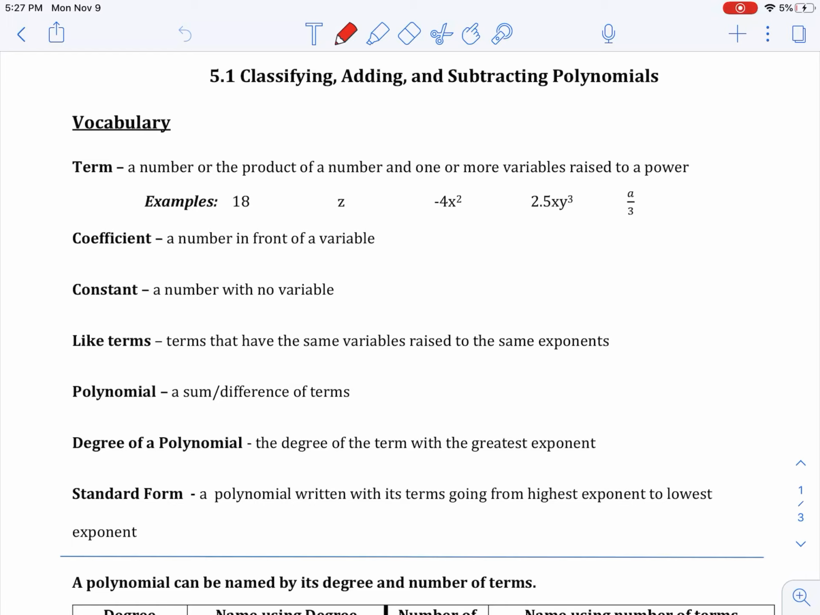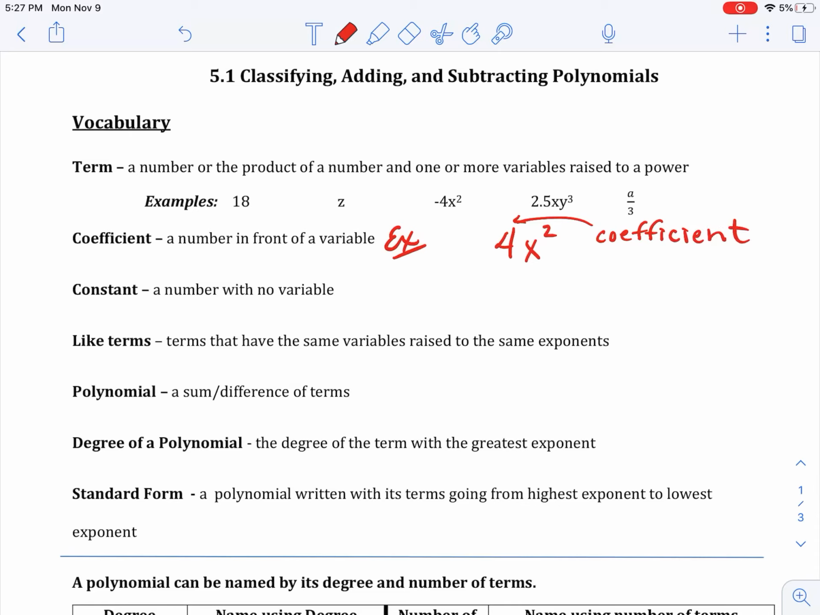All right, a coefficient hopefully is something you would know. It's just the number in front of the variable. Let's just do a new example. If we had something like 4x squared, the number in front, the 4, is considered the coefficient, right? It's just a number in front of a variable.